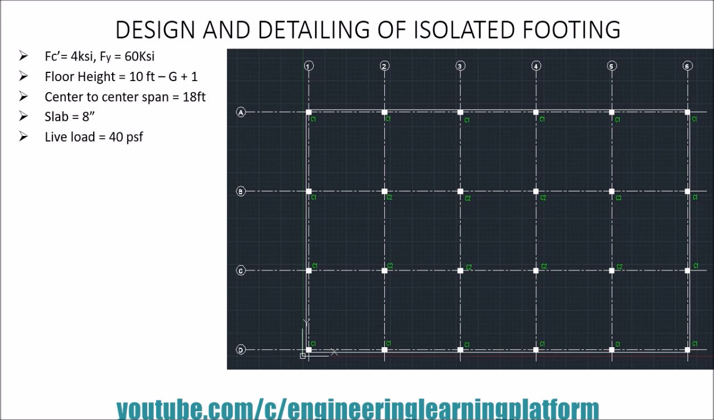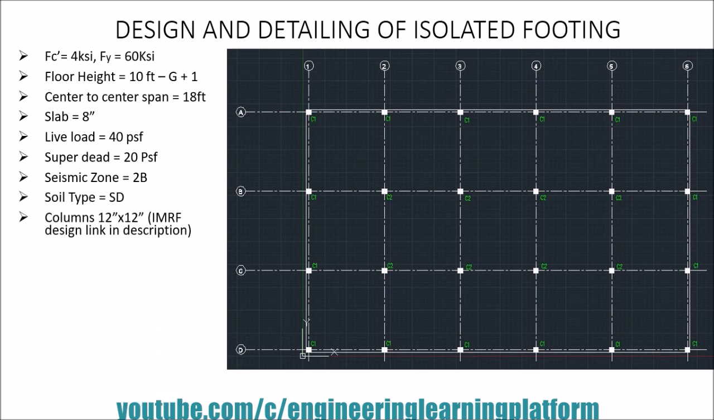The slab is 8 inches thick. Live load is 40 psf. Super dead load is 20 psf. The seismic zone is 2B. The soil type is SD. The columns are 12 by 12 inches. The design was carried out in the ETABS tutorial video for the columns, whose link is given in the description. It is a residential building.